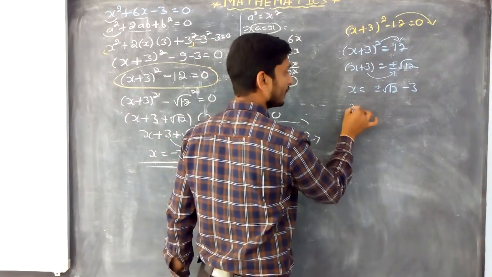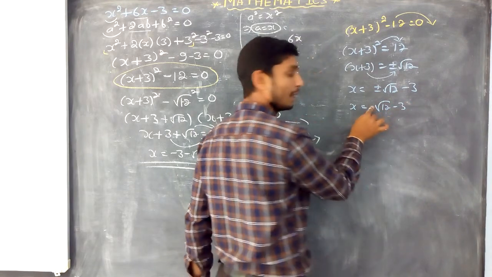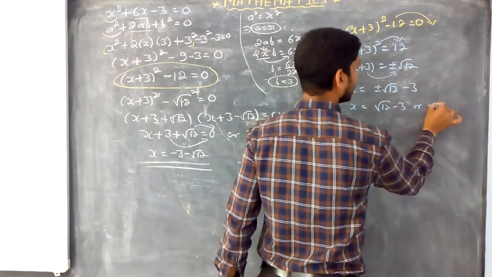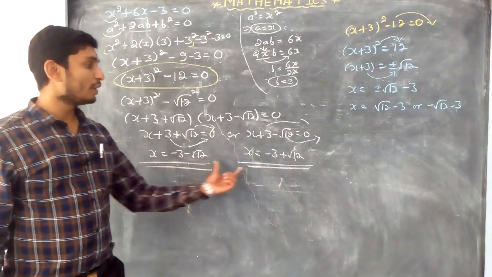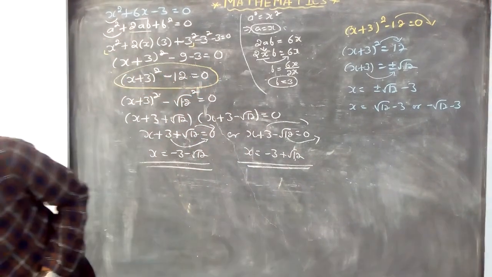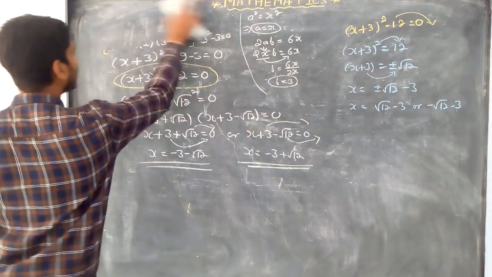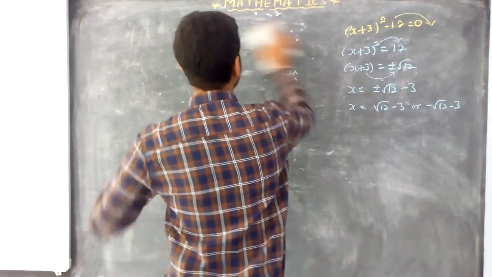Now you need the answer of x. X is equal to one answer is plus root 12 minus 3, and another answer is minus root 12 minus 3. Yes, you can observe that doing it this way also gives the same answer. Okay, that completes another problem on the completing square method. Yes, let us go for some more problems.